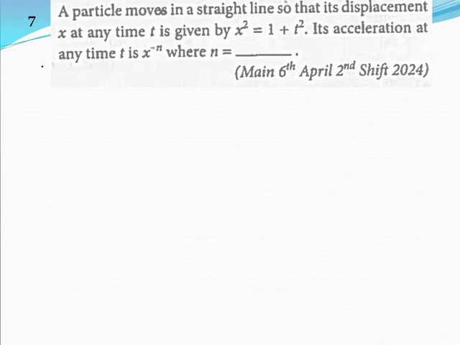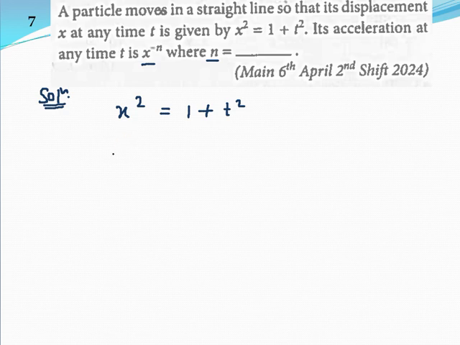Come to question number 7. A particle moves in a straight line so that its displacement x at any time t is given by this. The acceleration at any time t is x to the power minus n. We have to find n. This is the numerical type question asked in JEE Main 2024. In this question, we have to use more mathematics than the physics.